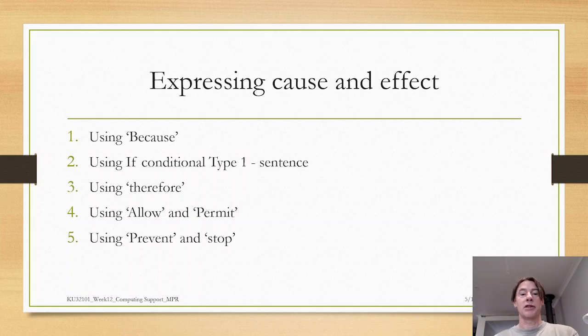Here are some expressions for cause and effect. So when we're expressing cause and effect, we can use 1, because. 2, we can use the if conditional in a type 1 sentence. So if I do something, this will happen. 3, we can use therefore. 4, using allow and permit. And 5, using prevent and stop.